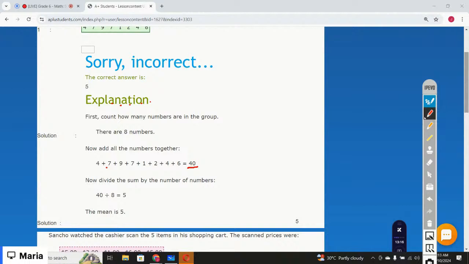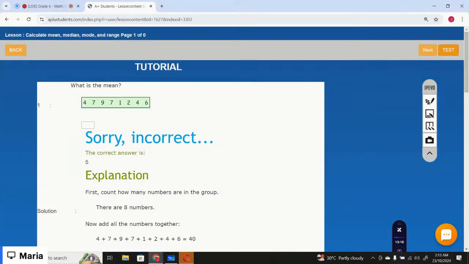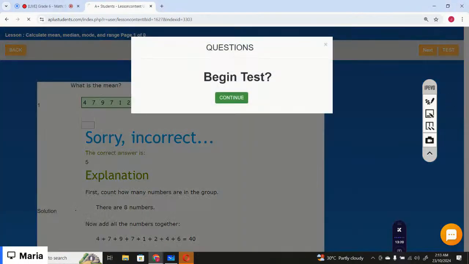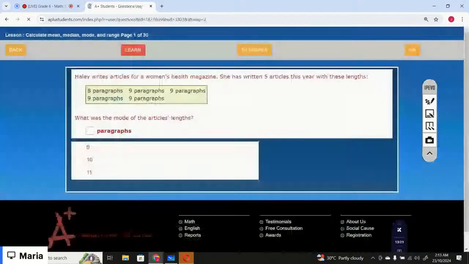Let's just start with the test questions. Halle writes articles for a women's health magazine. She has written 5 articles this year with these lengths: 8 paragraphs, 9 paragraphs, 9, 9, and 9. What was the mode of the article's length? So, which is the correct option?